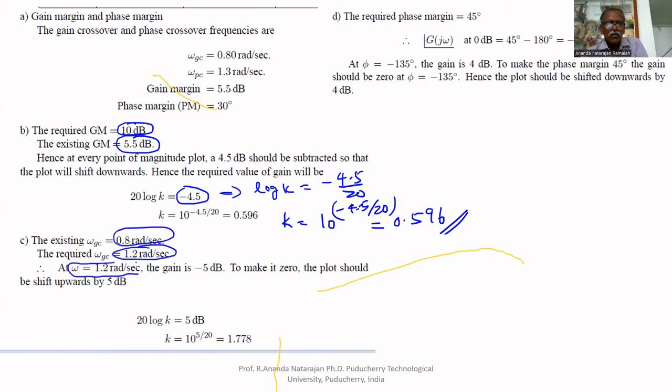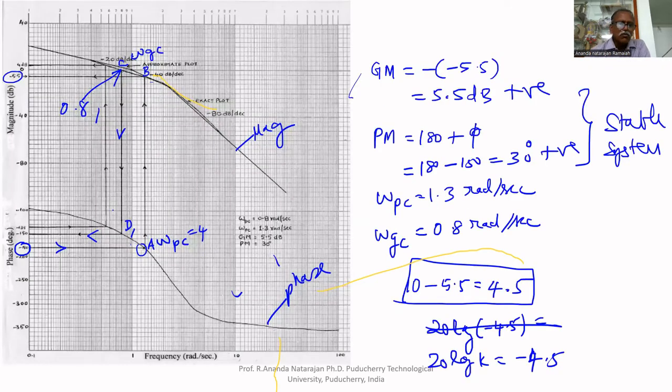What is the gain at omega equal to 1.2 radians? What is the gain at that point that we have to see from the plot? At 1.2, the gain is 5. Below 0, that's why minus 5.